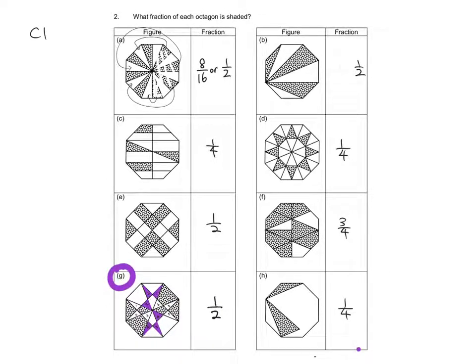Just transfer the shaded parts to the unshaded parts until you can see equal total pieces. Okay, thank you.